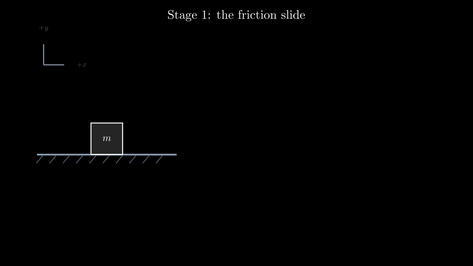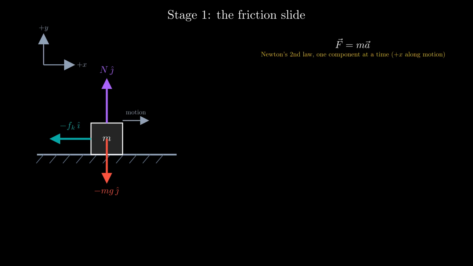Set up coordinates with the positive x direction pointing along the motion and the positive y direction pointing up. 3 forces act on the block. Gravity pulls straight down, negative m times g in the y direction. The normal force n pushes up, and kinetic friction points backward, opposing the motion, as negative f sub k in the x direction.